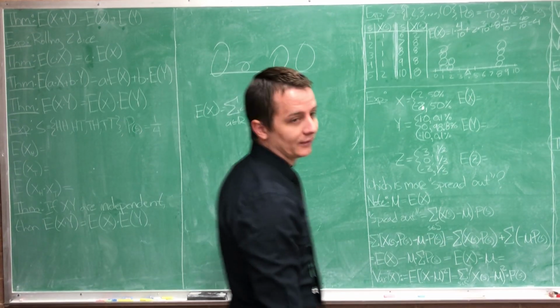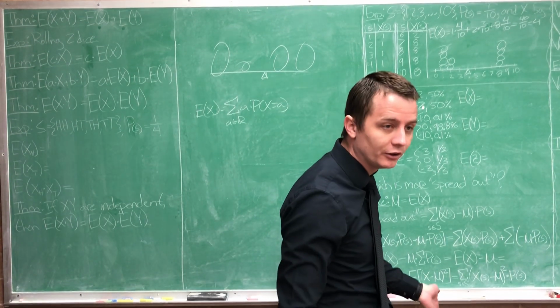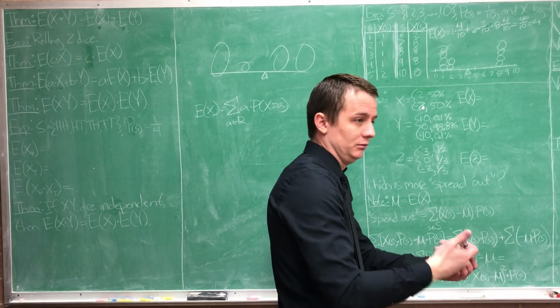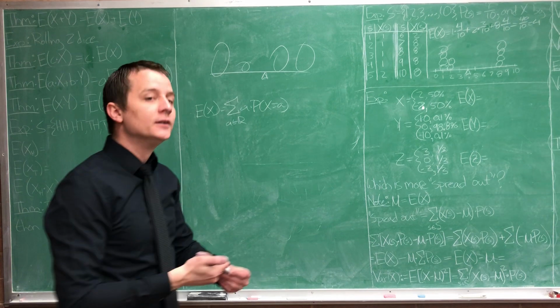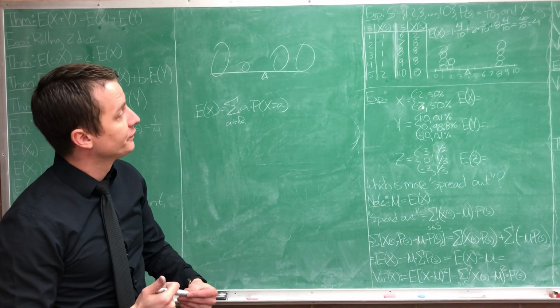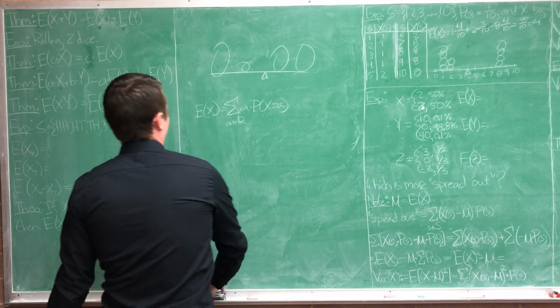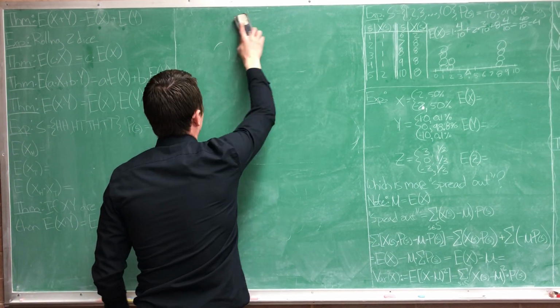The physics way of saying it is that's how we would find the center of mass of the system. Finding a center of mass is finding an expected value. Mathematically speaking, they're logically equivalent. Okay, so that was the last one. Now we'll talk about variance and how spread out the data is.